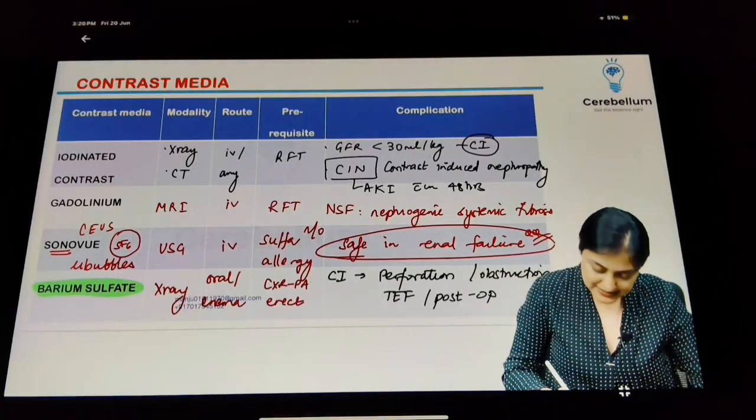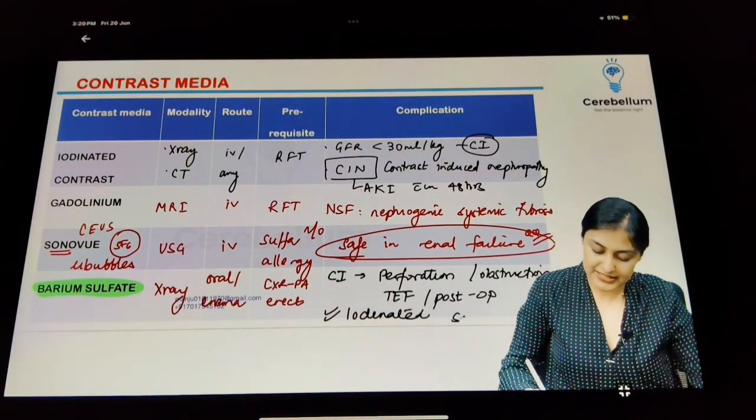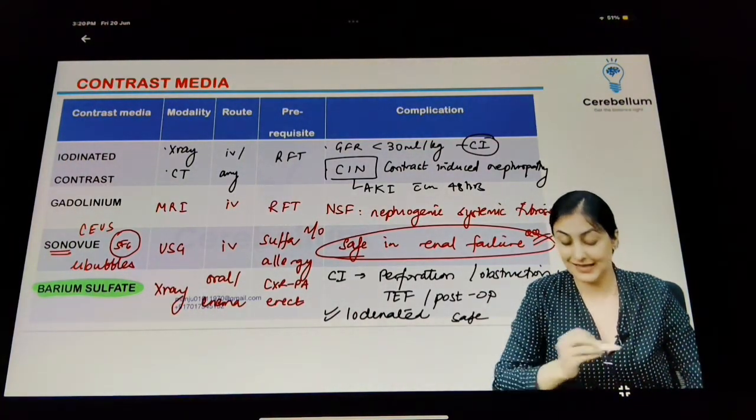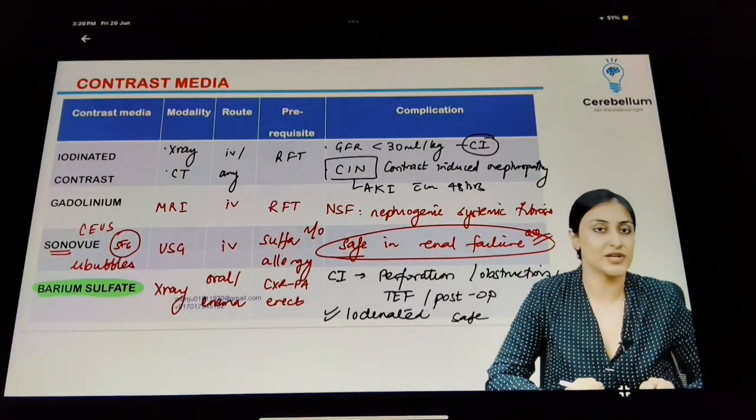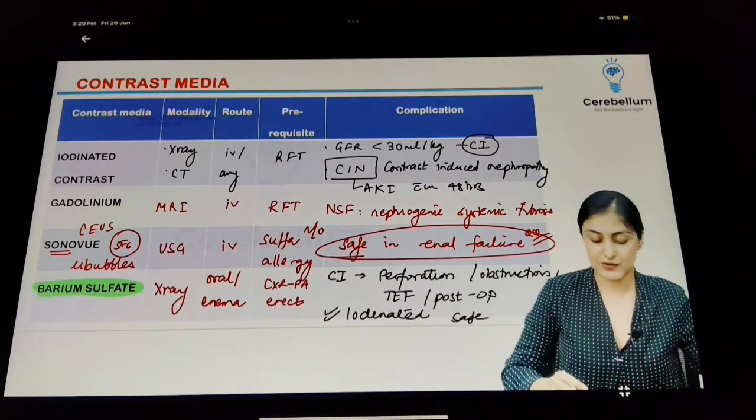Can I use iodinated contrast? Yes. So in all of these, iodinated contrast agents are going to be safe. That's the learning point here. And I can give iodinated agents like gastrografin, iohexol, whatever they give, that's safe, not barium, right? So this is a very, very important table.